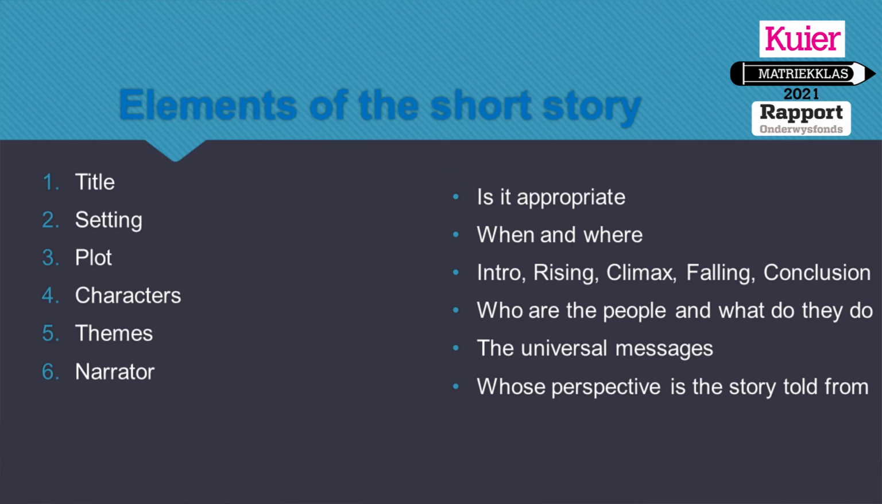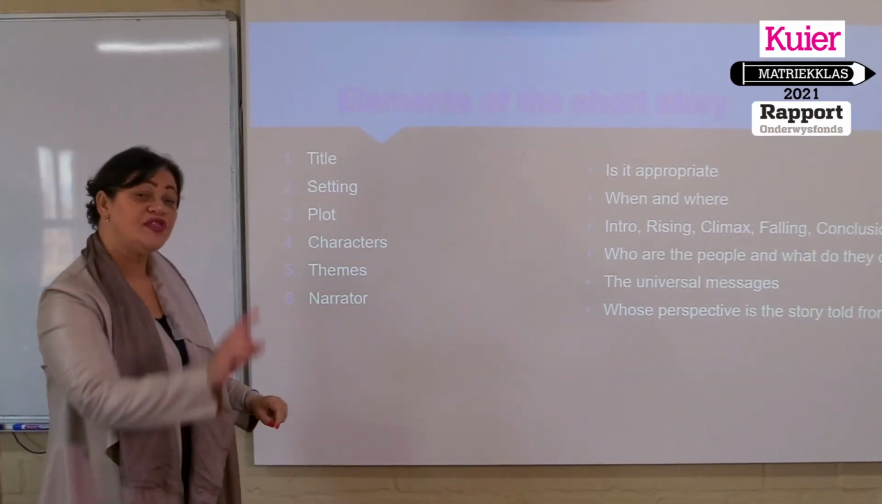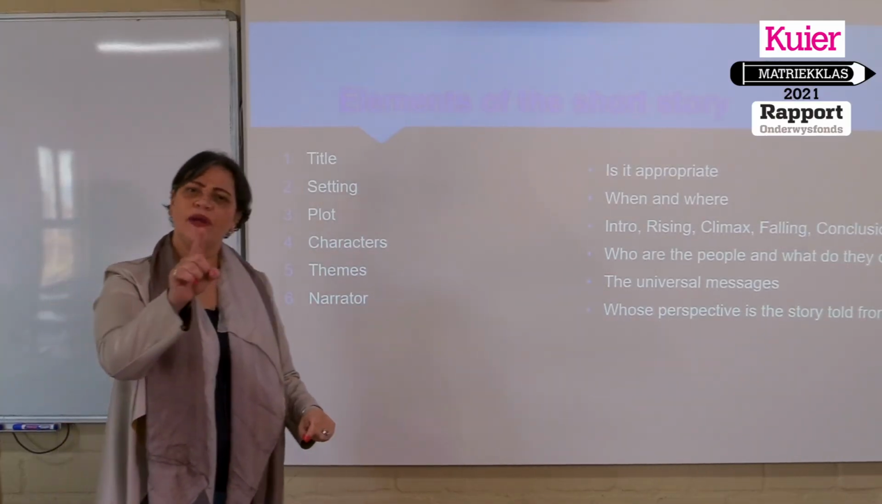How many short stories are there? There are 8, which means you need to know 8 titles, 8 settings, okay? And then you need to know the settings of the extracts. You need to know 8 different plots, 8 sets of characters, 8 themes, and 8 narrators. And then you need to know, is this title suitable for that particular story, which means you need to know what happens in the story.